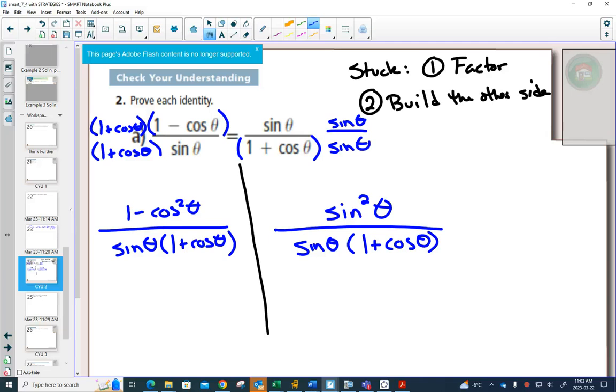A conjugate in math is a binomial that's identical, except the sign in between is different. One's plus, one's minus. When you multiply by a conjugate, you always get a difference of squares.